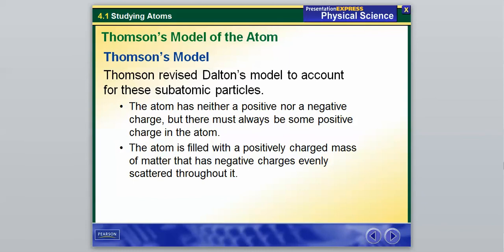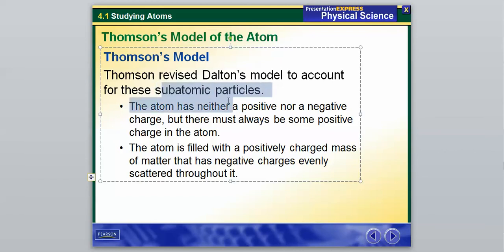So Thomson went back and revised Dalton's model to account for these subatomic particles. Subatomic is a big word here. If you're sub, it means you're kind of below something, and atomic means atoms. So subatomic particles refer to particles that are smaller than an atom.